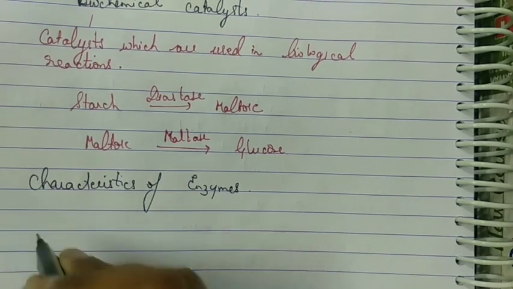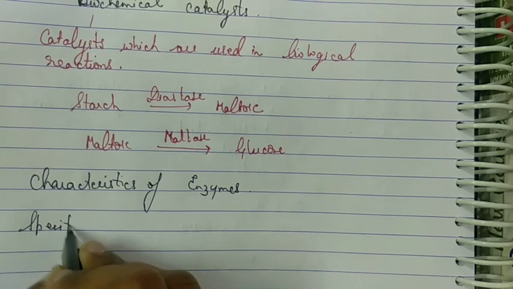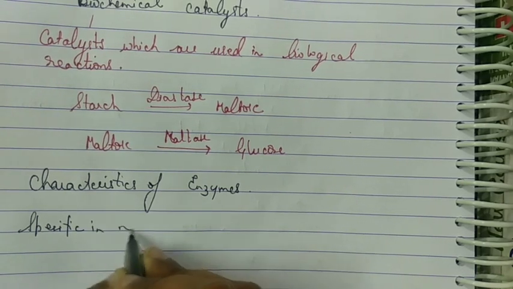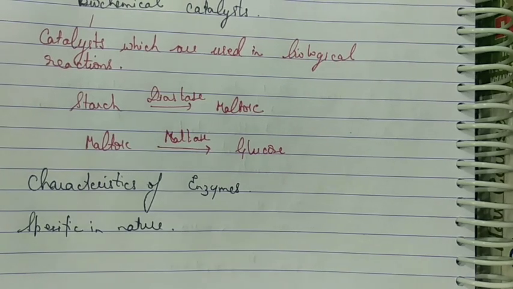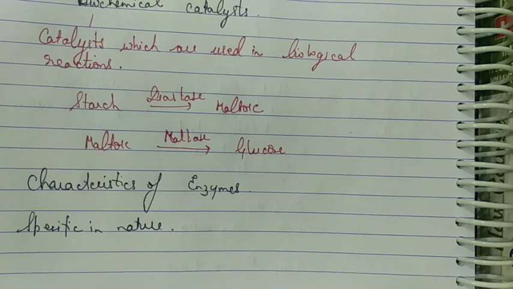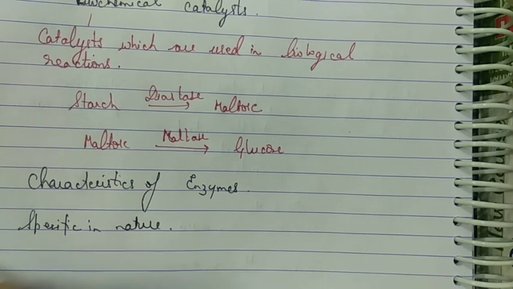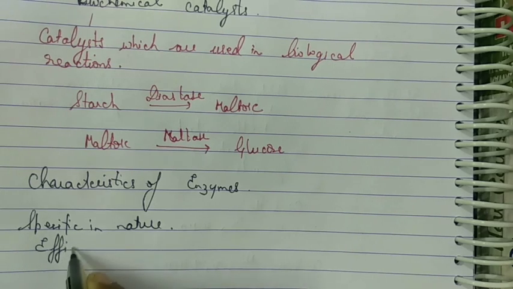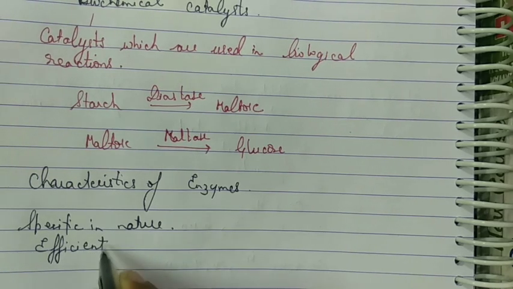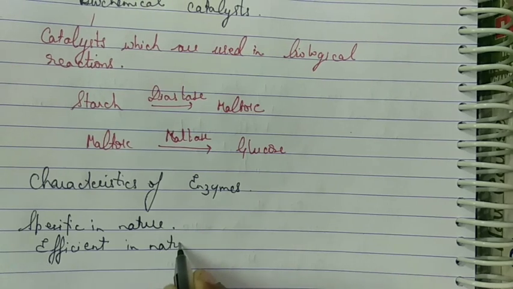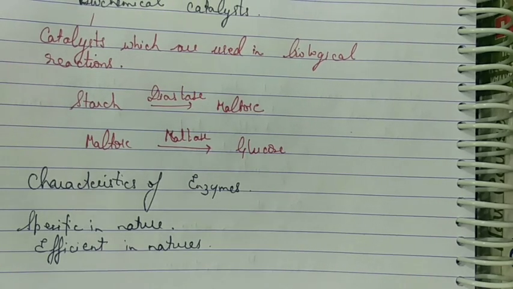First one is, enzymes are highly specific in nature. Specific in nature means each enzyme can catalyze only one chemical reaction, not more than that. Next one is, it is highly efficient in nature. Enzymes are very efficient in nature. They speed up the rate of reaction to a great extent. Even a very small quantity of enzyme can be highly efficient in nature.